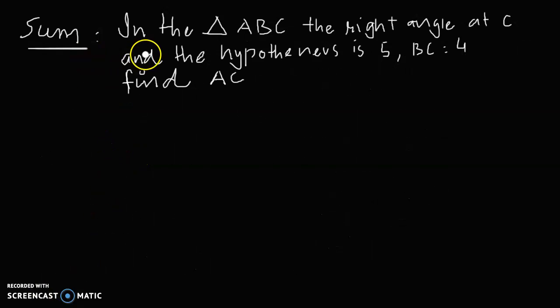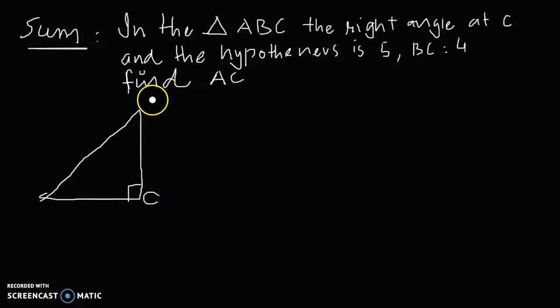Okay, let's see a sum here. In the triangle ABC, the right angle at C. Let's draw this. In a triangle ABC, the right angle is at C. It's not necessary that every time you have B as a right angle. So C as the right angle.